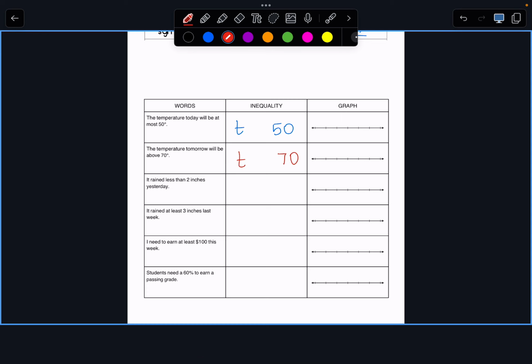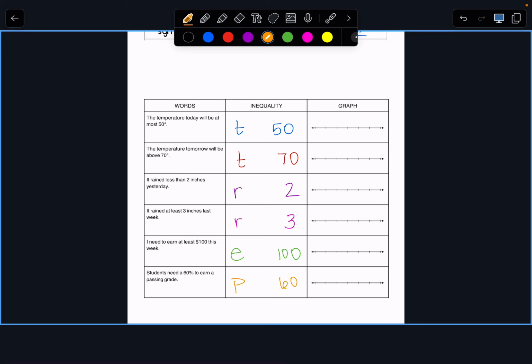It rained less than 2 inches yesterday. R for rain and 2 inches. It rained at least 3 inches last week. I'm going to have you write an R and a 3. I need to earn at least $100 this week. So I'm going to put E for earn and a 100. Students need a 60% to earn a passing grade. So I'm going to put passing and 60. I'm going to give you a moment for you and your elbow partner to figure out what inequality sign needs to go in between the variable and the number.